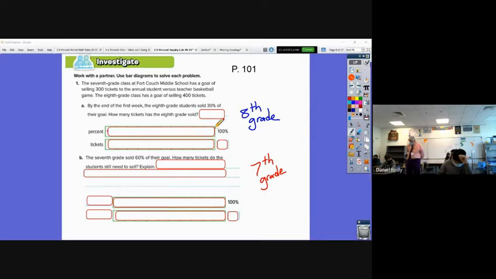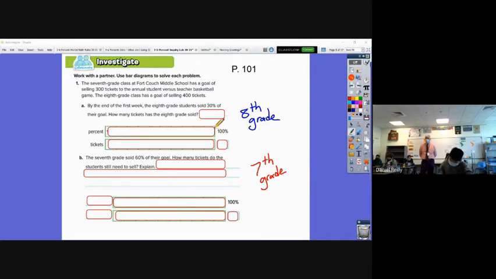What goes underneath that 100% in that box, the little box on the ticket side? What goes in there? 30? No. It's the total number, right? 100% is the total that you are looking for. This problem is for the 8th grade students. So the 8th grade has a goal of selling 400. The 7th grade is 300. So if you read carefully. Okay, then you're going to split each of those strips into how many equal boxes? You're looking for 30%, 10 equal boxes, right? Each box then is going to be 10%.